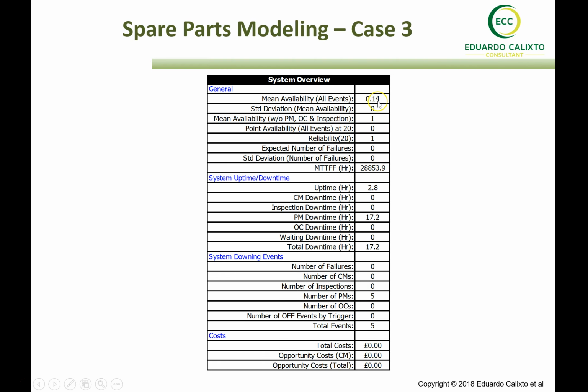Now I have 0.14, which is the operation availability if I start with 0 spare parts. When I need to replace equipment A, B, and C, I do not have any spare parts. So that's a huge impact of adopting the 0 spare parts policy from the beginning. We can see here the preventive maintenance 17.2, equal to total downtime. I will have 5 preventive maintenance actions in total.